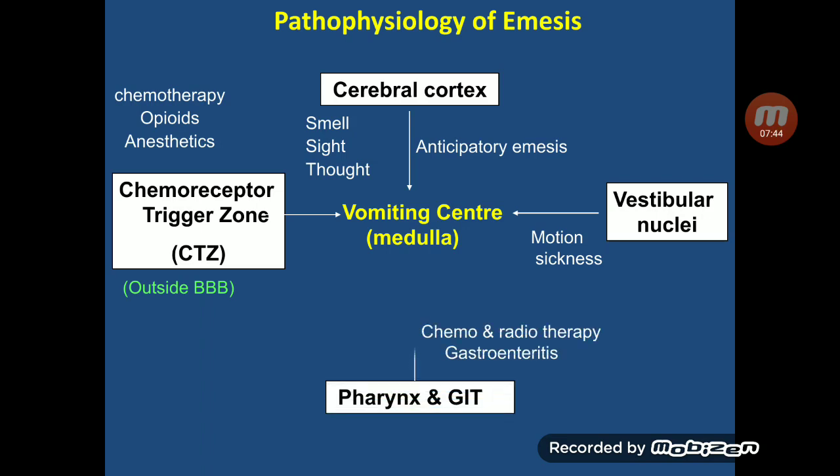And lastly, you have input from your pharynx and GIT. When we talk about the pharynx, it is all about the gag reflex that you get. And when we talk about the GIT, any irritation occurring in your gastrointestinal tract, either due to chemotherapy, radiation therapy, or any infections in your GI tract, can send an impulse to your vomiting center and then induce vomiting. Generally, different receptors are present for different zones or areas. Now you can see your different receptors.